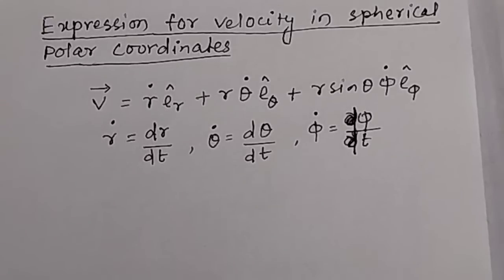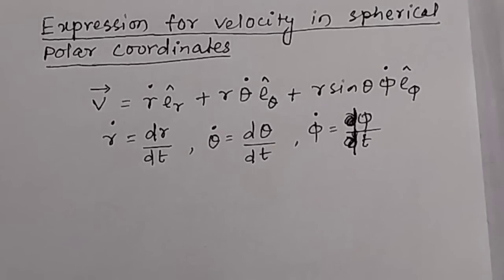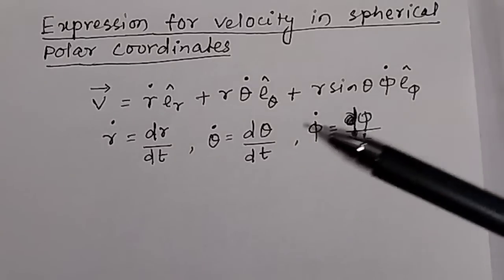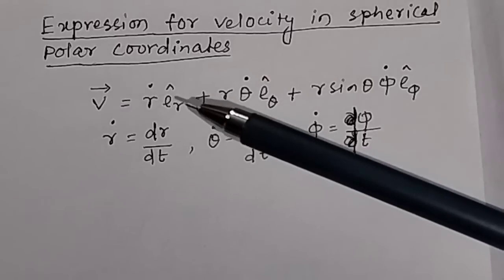Expression for velocity in spherical polar coordinate. In spherical polar coordinate, you have radial distance r, you have polar angle theta, and you have azimuthal angle or angle in the xy plane phi. So when we express velocity in spherical polar coordinate, you will have three components of velocity.